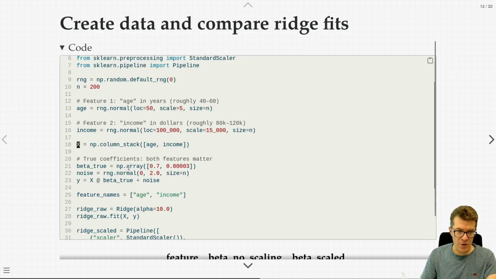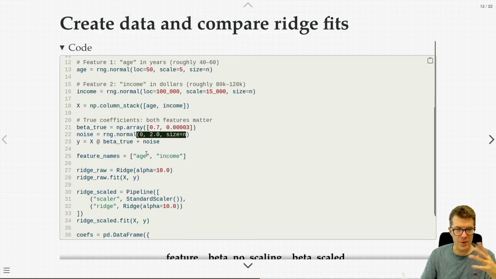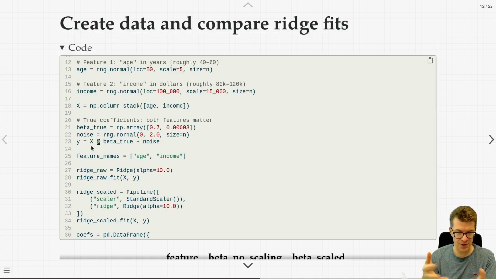We have true coefficients here, so this is going to be 0.7 times one and 0.00003 times the other. We're going to have a little bit of noise to, to some extent, replicate the real world. And then the true values that we want to predict are going to be our inputs times what the true values of beta should be, plus this real world noise. We've talked about this @ operator in previous modules also. This just allows us to do matrix and vector multiplication easily in Python.